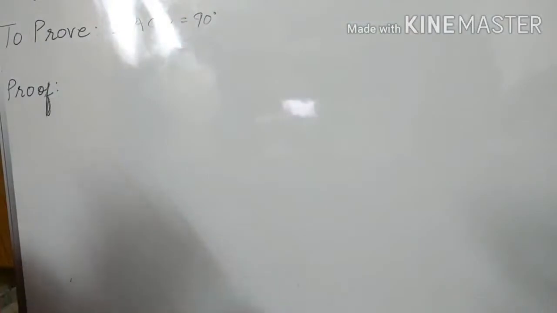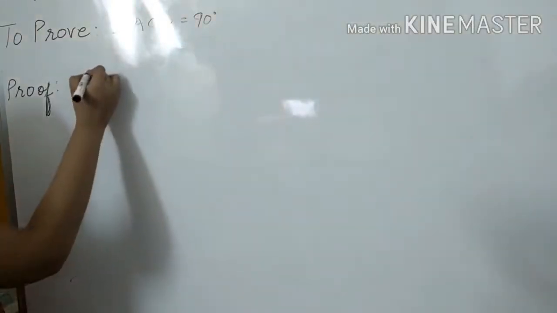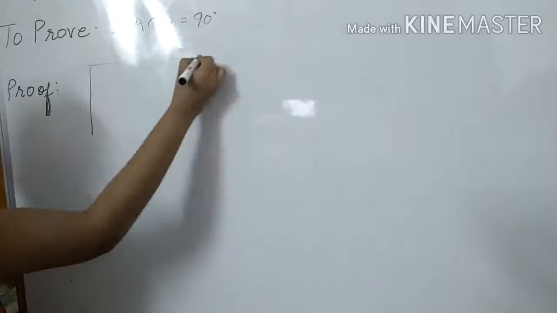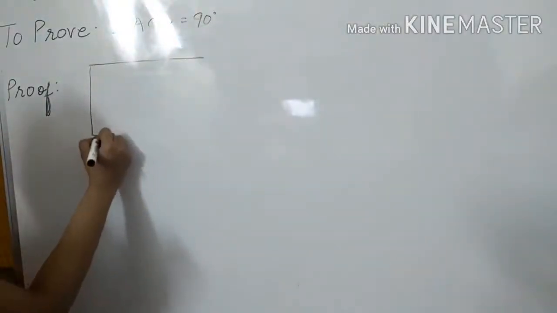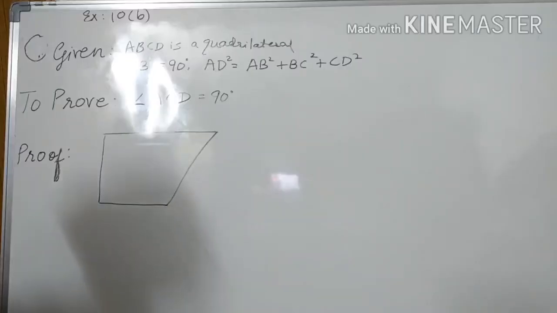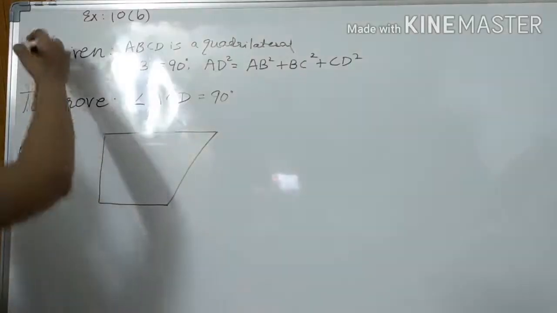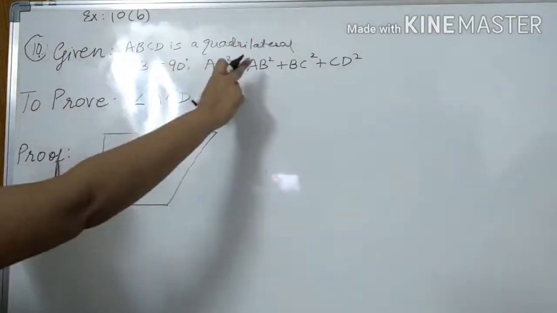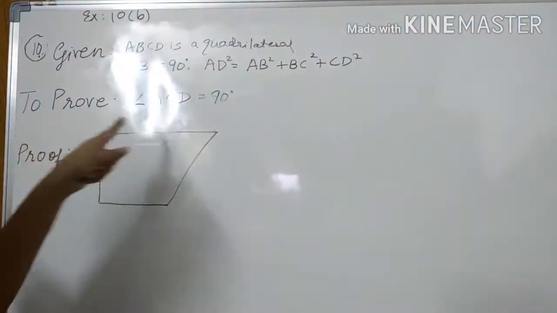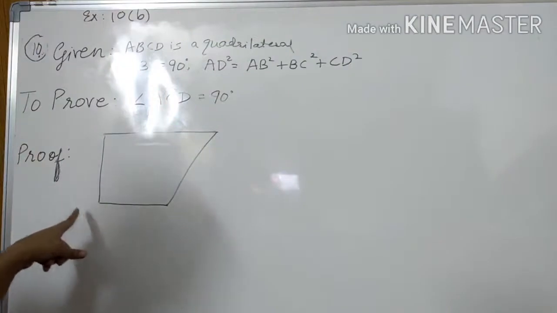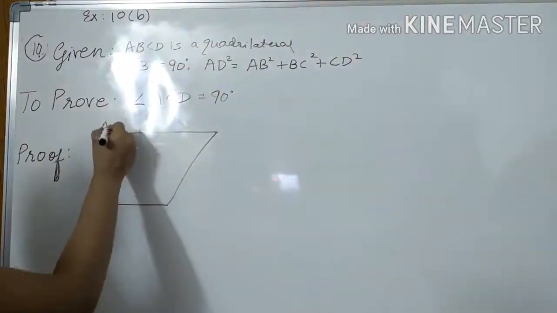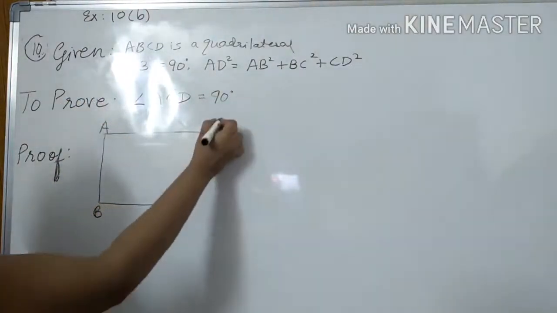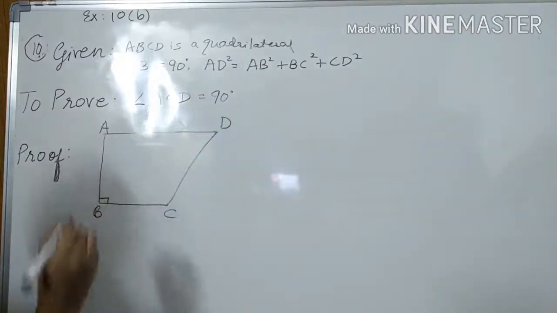Students, first of all, we draw the quadrilateral accordingly. So, I am drawing the quadrilateral here, you see. Here, angle B is 90 degrees. So, question number 10. I have already written the given part, you can see, and the to prove part, and accordingly we are drawing a quadrilateral as given in the question. Angle B is 90, so this is quadrilateral ABCD in which angle B is 90 degrees.